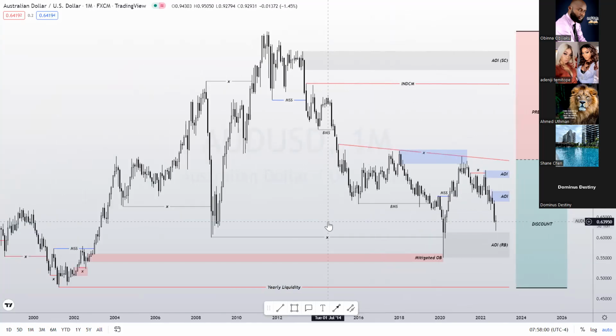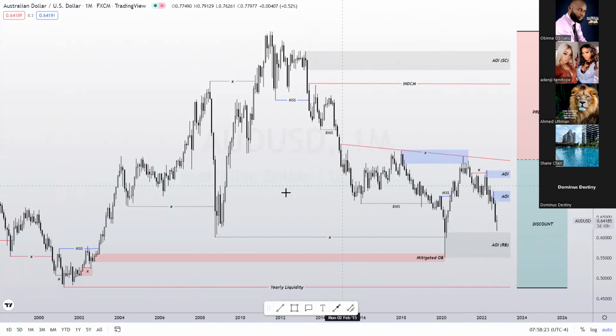We can't really tell exactly what's going to happen, but from the monthly, the tendency is that long term we could sweep out this yearly liquidity. You understand? Maybe before that happens, we could trade up, take out this liquidity here, which will engineer the whole movement down to sweep out this yearly liquidity. So that's what I have for the monthly.